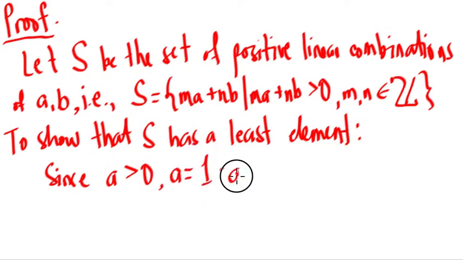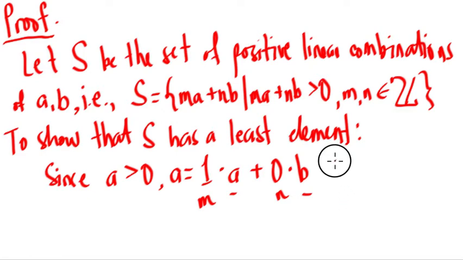1 times a plus 0 times b. So this is your a, this is your b, this is your alpha, this is your beta, for example, or shall we say m and n. So we can have this value of a equal to 1. Therefore, 1 times a plus 0 times b is in the set S. So therefore we say that S is non-empty.